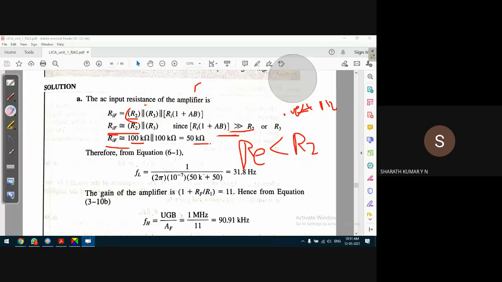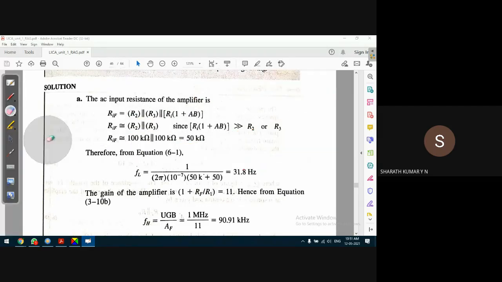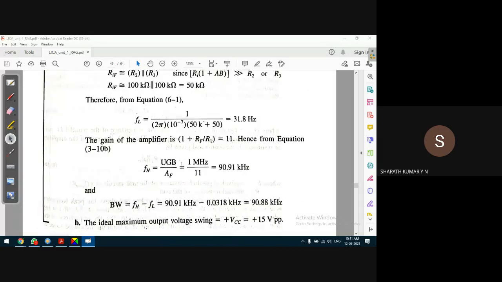Because it's a capacitor coupled AC amplifier, the lower cutoff frequency FL is represented as 1 by 2 pi times (RF plus RL) times C, where C is 10 power minus 7, that is 0.1 microfarad, and 50k plus 50k. That gives 31.8 hertz. The lower cutoff frequency is 31.8 hertz.